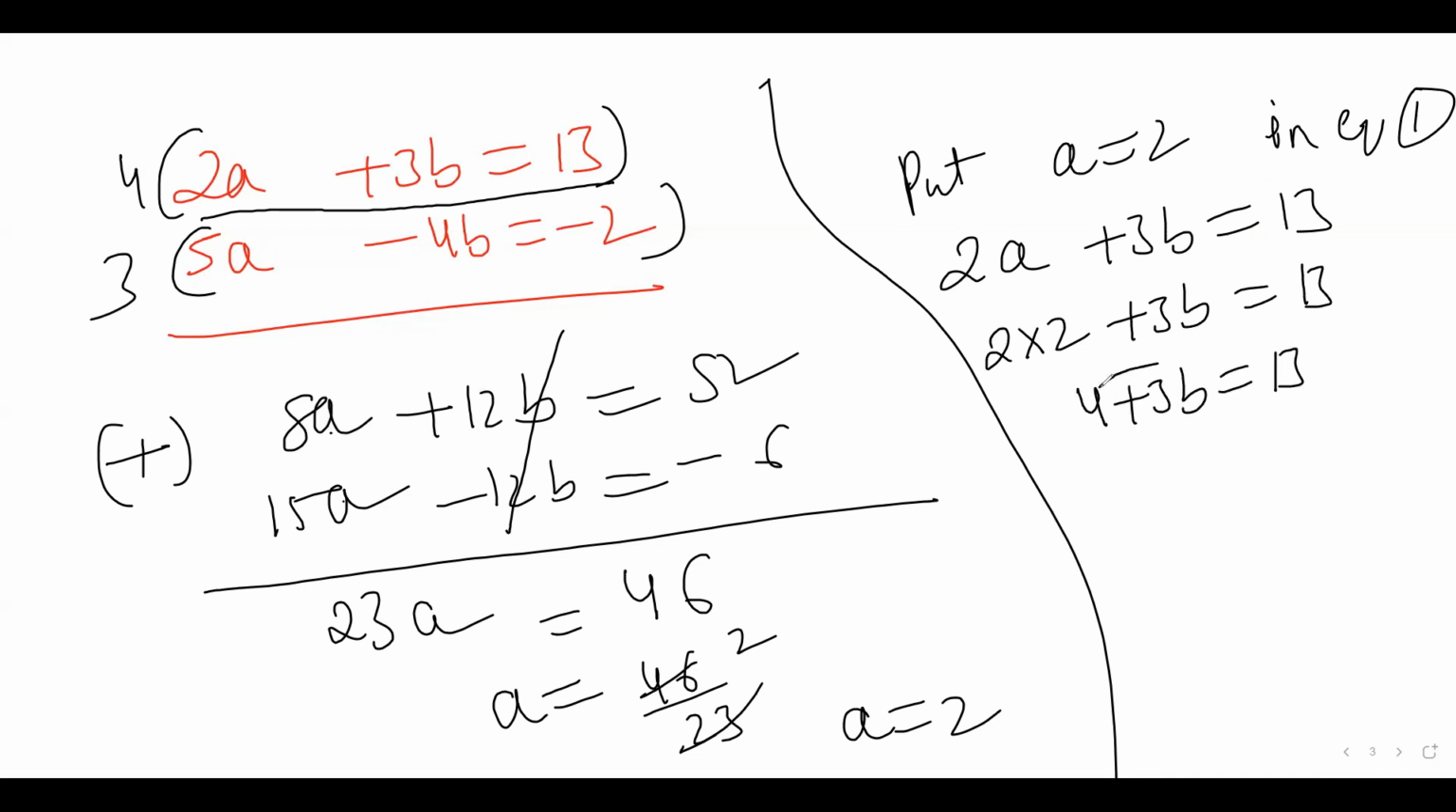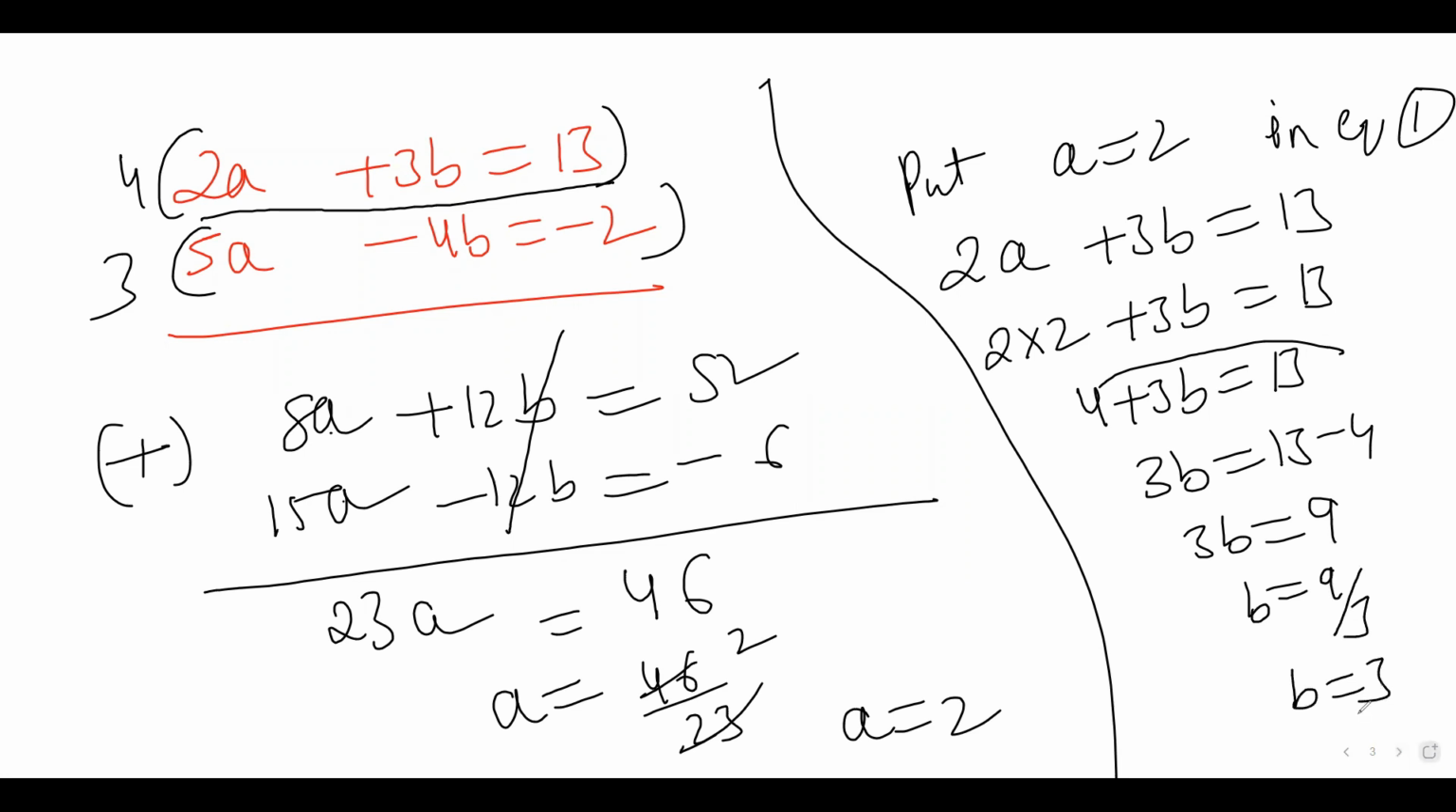Transpose 4, plus 4 will become minus 4. 3b is equal to 13 minus 4. 3b is equal to 9. b is equal to 9 by 3. b is 3. So I got a value as 2, b value as 3. Write down a is equal to 2, b is equal to 3.